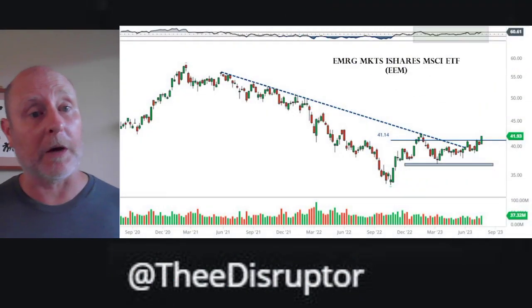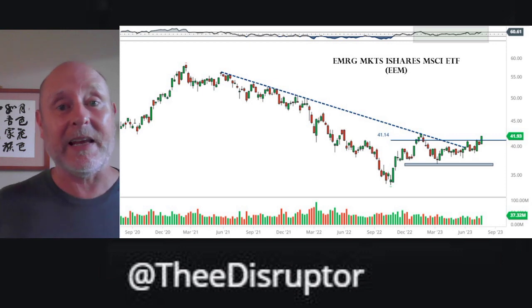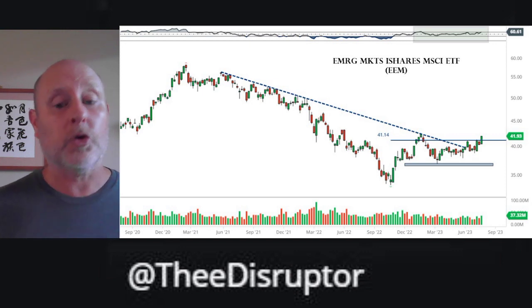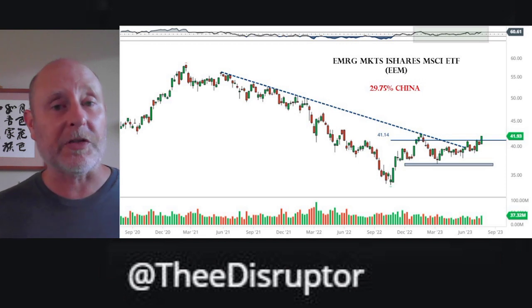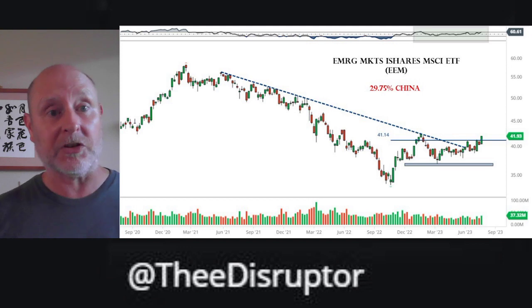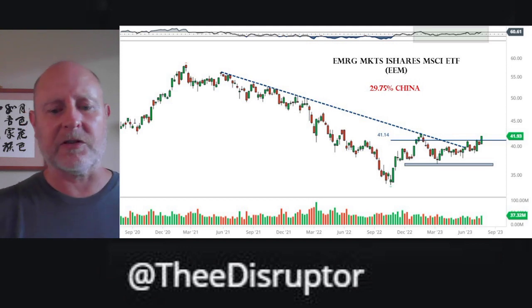First thing we want to talk about is emerging markets. That's EEM, that's an ETF, 29% China here, right? So we're thinking that if this is moving upwards, which it looks like it's ready to do, we imagine China's in the driving seat.